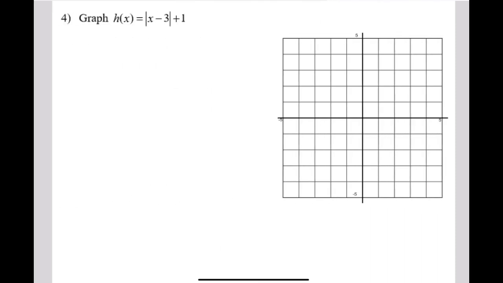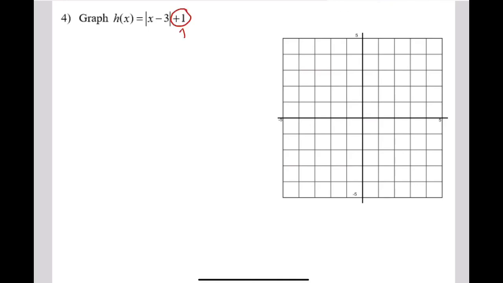Going on to number 4 here. Now this has a little bit of everything. For number 4, we have an absolute value sign. Now an absolute value sign means that it's going to be one of these functions. It's going to be a V, right? So let's dissect this and pick this apart and just make sure we know what everything means here. Now let's start with the plus 1.